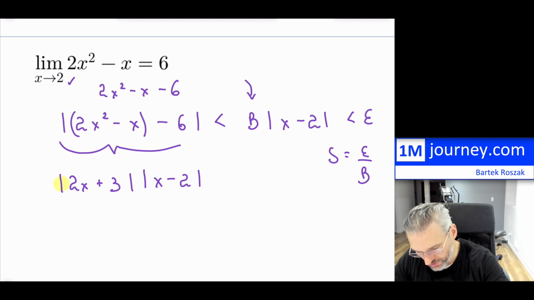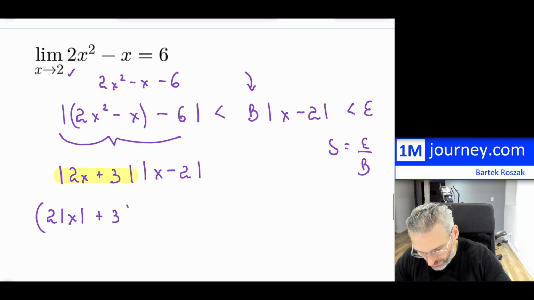And now this we want to be able to put a bound on. And again, how do we put a bound on this? Well, you will take this, which is going to be just 2x plus 3. So this is going to be less than that, right?